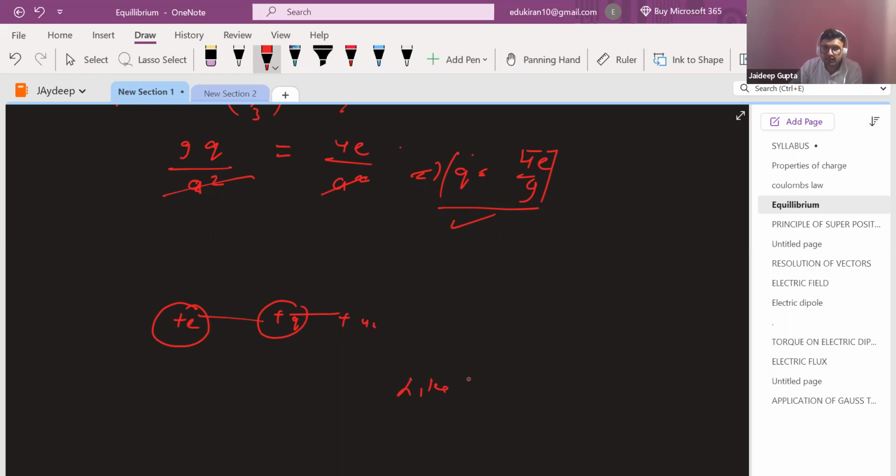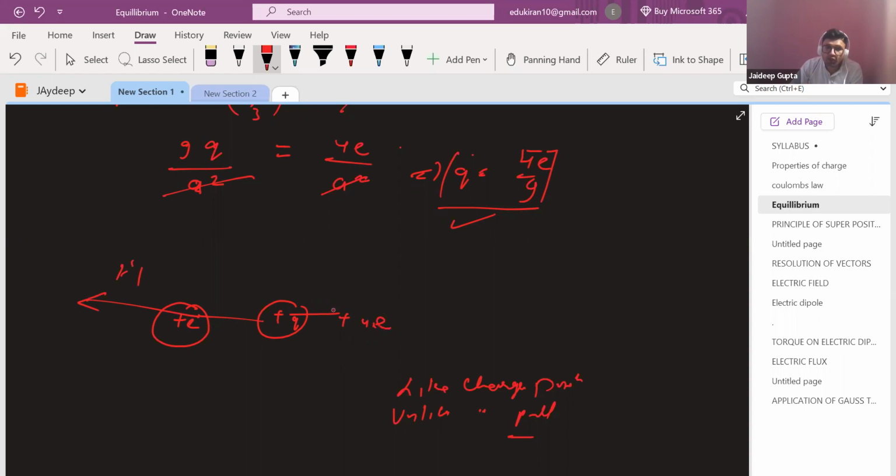Look, let me tell you one more thing. Like charges push, and unlike charges pull. Remember this. These two charges are like charges. It means the force on plus E due to plus Q is towards left. Let it be F1.